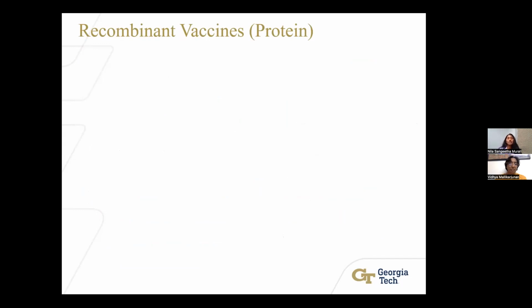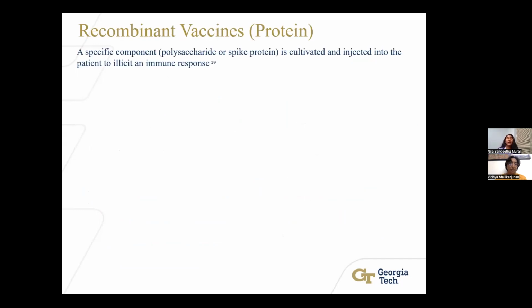This involves a specific subunit of the virus, like a polysaccharide or spike protein, being injected into the human to bring about an immune response. Since the Ebola and Marburg viruses have only one main glycoprotein, that's what's targeted through these recombinant vaccines. One thing to note is that this glycoprotein is heavily glycosylated, which means it also has a lot of N and O linkages, which is going to require heavy upstream glycoengineering and downstream separations.